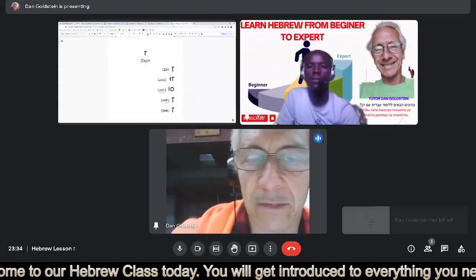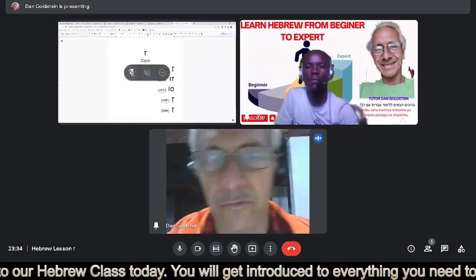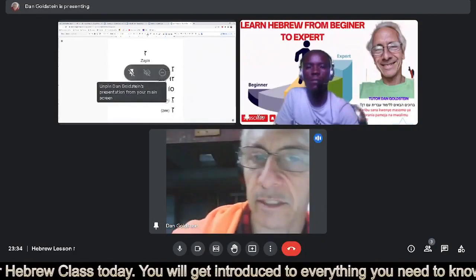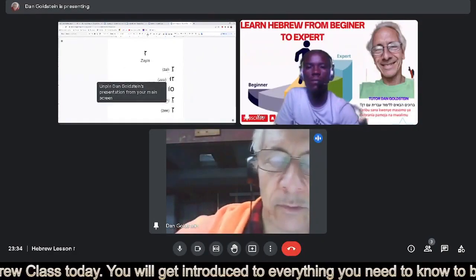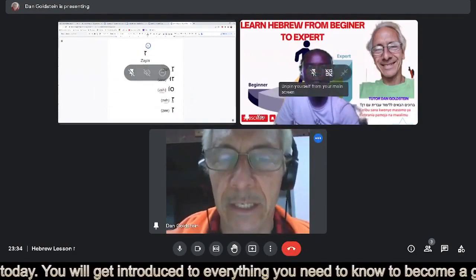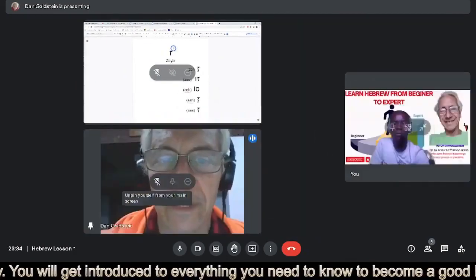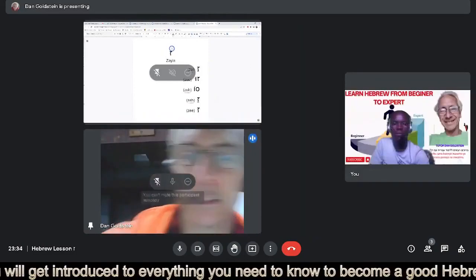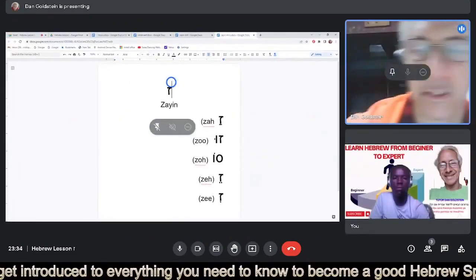Zayin is a letter that looks very similar to Vav, which was yesterday's letter. The distinguishing characteristics of the Zayin are the curve at the top of the line, and also there's a roof on the top of the line. So the Vav has none of that.